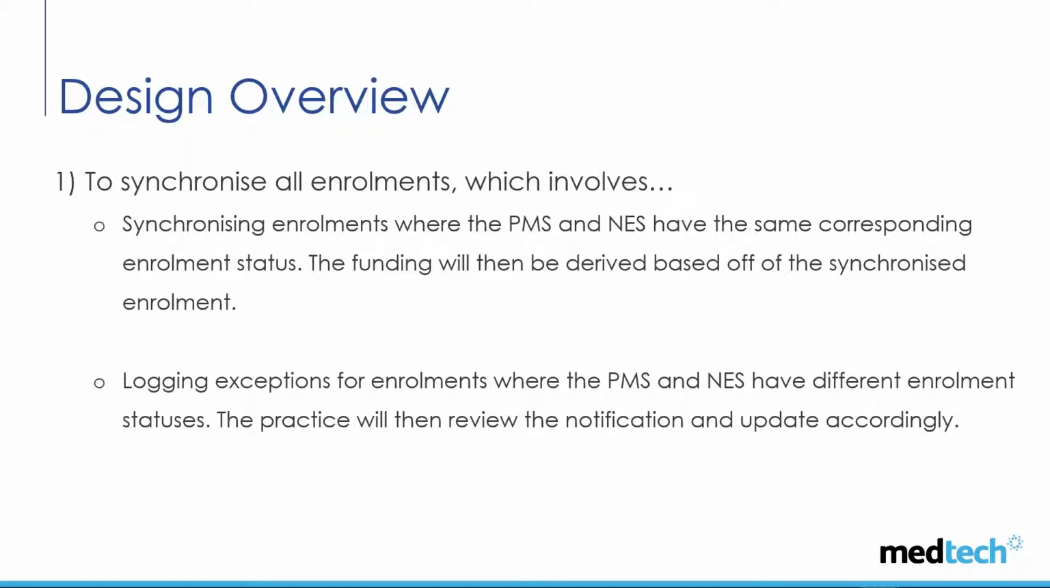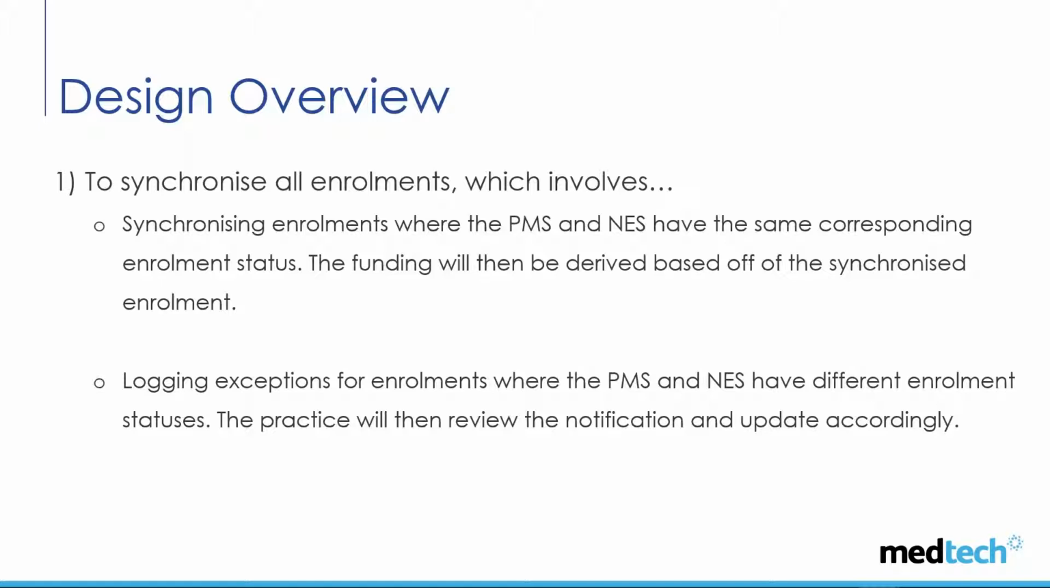So when the bulk synchronization process runs, it will synchronize all enrollments where the PMS and NES have the same corresponding enrollment status. For example, if both of the statuses for a given patient show as full enroll, then the system will confirm the match and then import the enrollment information from NES to the PMS, and then update NES with the provider, CPN, and facility numbers currently associated with that patient's enrollment from the PMS.